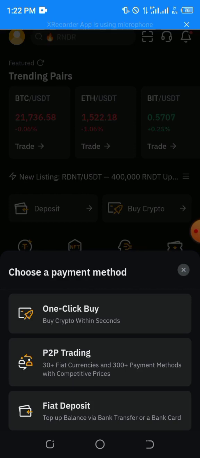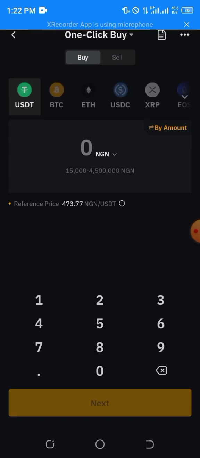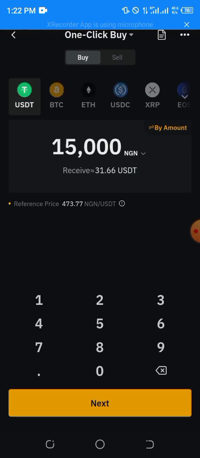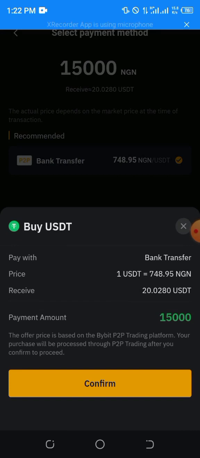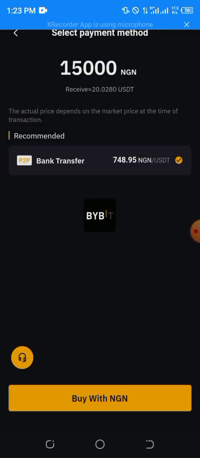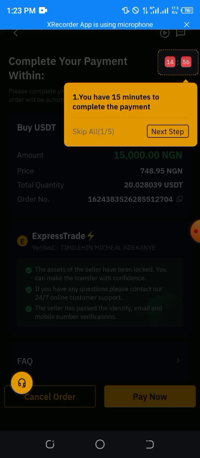You can use buy in 1 minute, and then you choose the amount you want to buy. I think they offer $20 minimum, and this is the price for $20, and you're buying USDT. So I'm going to make a bank transfer to this person. The offer price is based on their P2P. P2P means peer to peer, and your purchase will be processed through peer to peer trading after you proceed. So I'm going to click confirm.